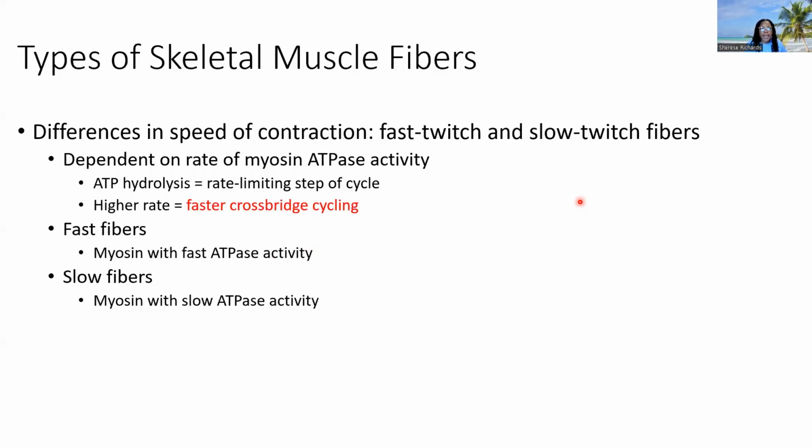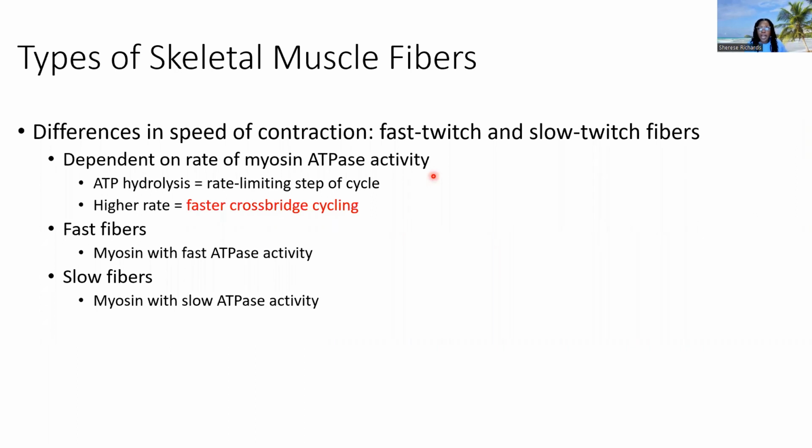So that is going to be dependent on the rate of myosin ATPase activity. How fast is that myosin ATPase on the myosin head? Does it hydrolyze the ATP very quickly? Or does it hydrolyze the ATP very slowly? And so on that basis, that is going to determine how fast the cross-bridge cycles are.